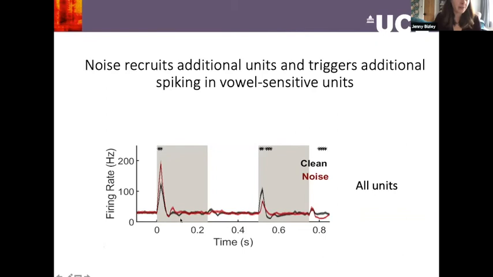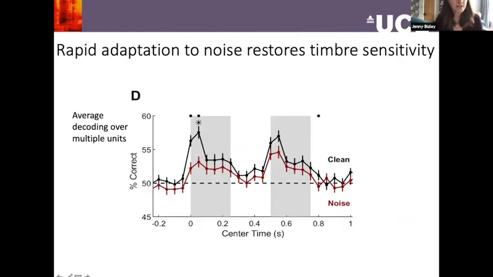So this is the firing rate of all neurons across time. But we can see that this effect, the fact that in noise the red PSTH is higher than the black, is pretty much gone by the second vowel sound. So it seems like there may be adaptive mechanisms in place. And we can see this too in the population decoding. In the clean case, decoding performance is high in response to the first vowel, much lower in the noisy case, and no longer statistically different in the case of the second vowel.